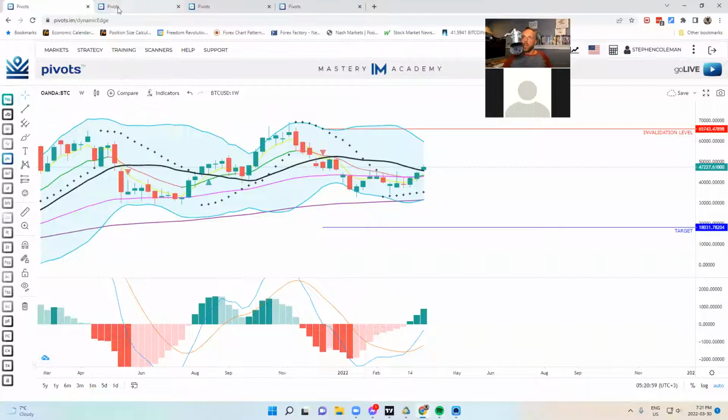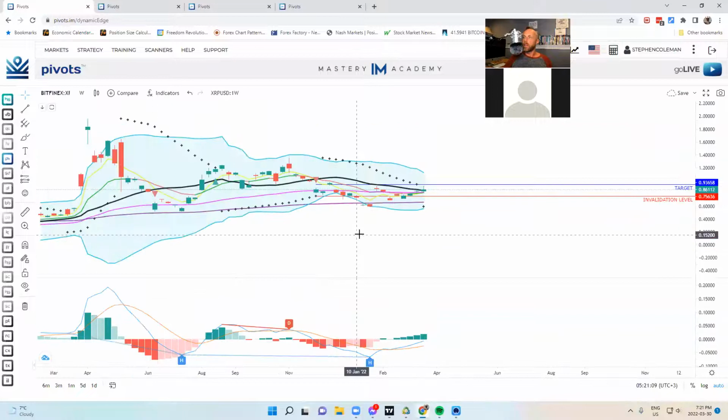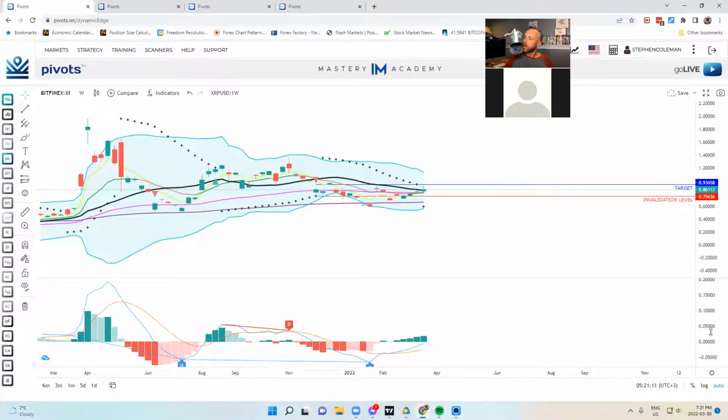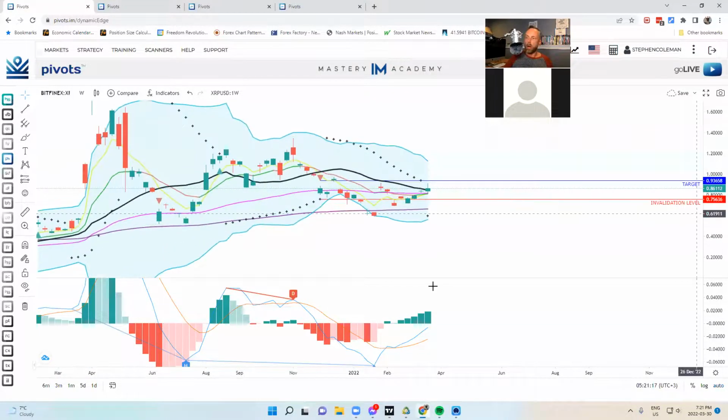So I want to show you one other thing, a crypto that I'm really interested in. We're going to go find a weekly chart for it. Look how close XRP is to a hopper. So this hopper here is a point of decision. If you keep an eye on this over the next week or two, remember, this is a weekly candle, so it takes a whole week to make a new candle.